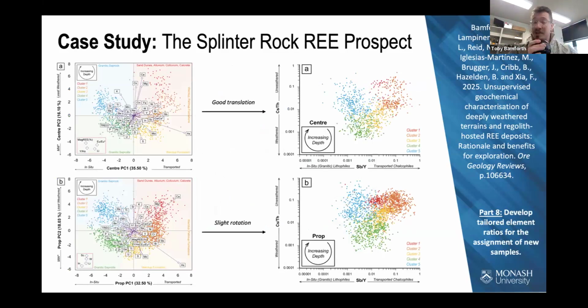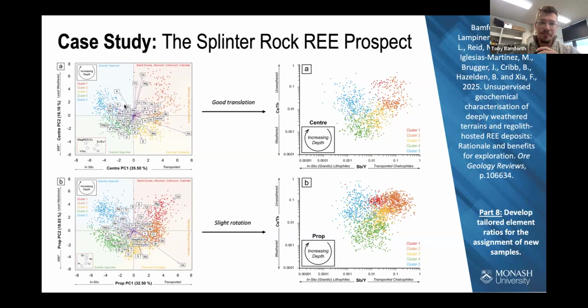If you then go and get new samples, instead of redoing the k-means clustering and redoing the PCA every single time you get new samples in, because you're always going to be expanding the exploration area and the number of samples you have, you can use the principal component analysis to actually define geochemical ratios that are representative of that analysis.